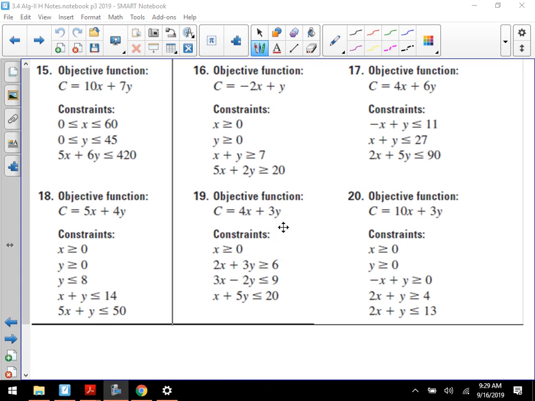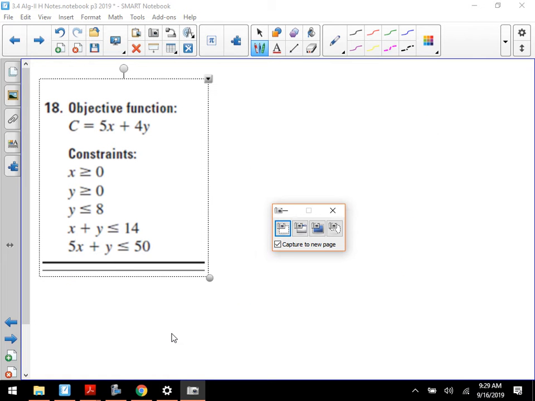Quick. I like 18 because it really forces you to understand how to scale.